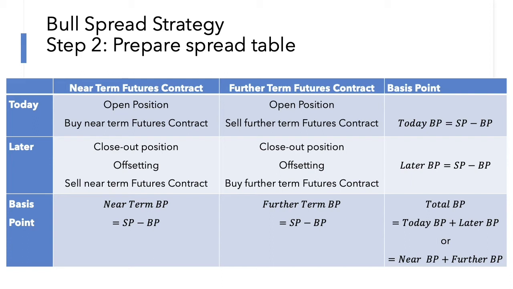Then you can calculate basis point based on the time of the transaction or based on the contract of the transaction. For example, you can calculate today basis point and later basis point. Then you sum up today basis point and later basis point. You get total basis point. Or you can calculate near-term basis point and further-term basis point. You sum up the near-term and further-term basis point. You also get the total basis point from the spread strategy.